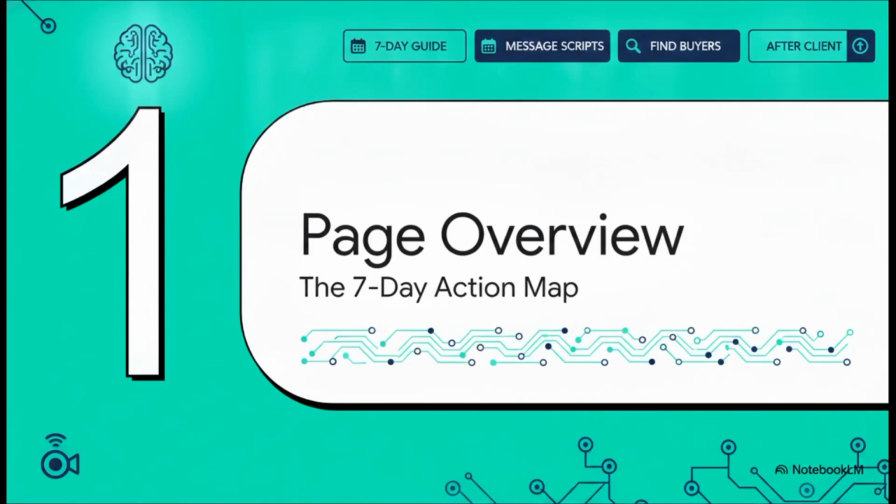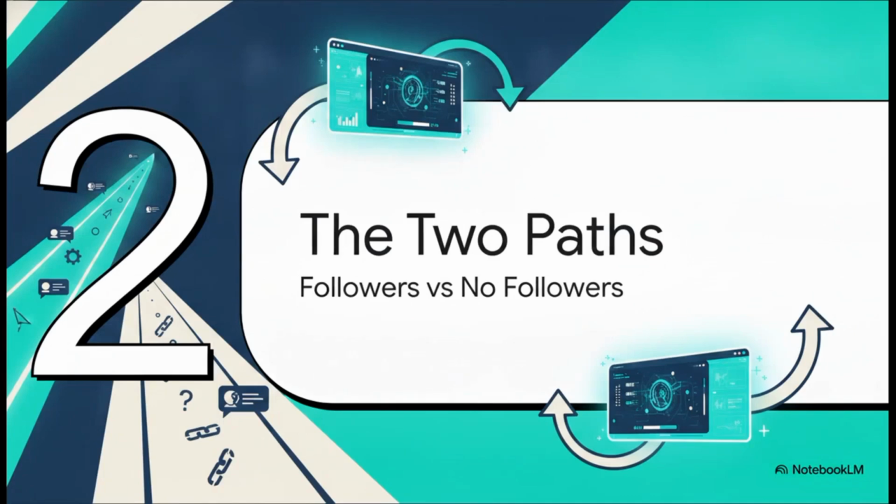So this right here is your 7-day action map, featuring 4 main tabs that you can easily navigate right at the top of your screen. Moving right along to Section 2, the 2 paths. This section is all about followers versus no followers.